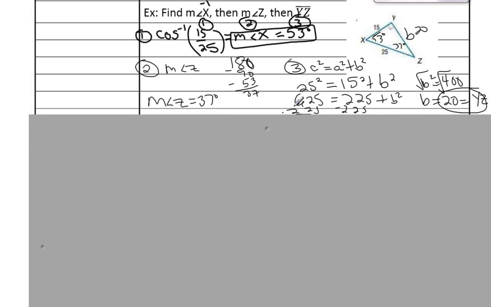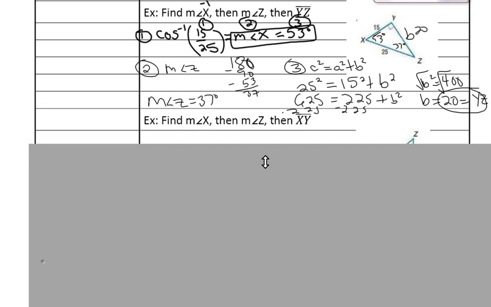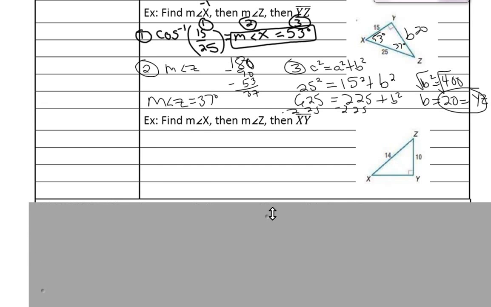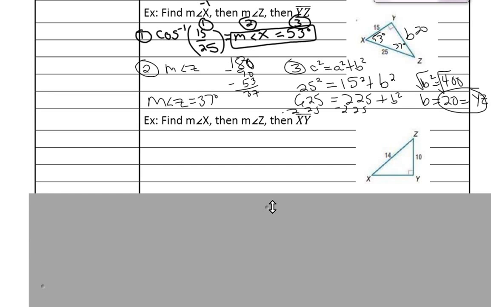All right, so all of that we can do because this is a right triangle, and a right triangle holds special relationships with its legs and its hypotenuse. I want you to try this last example on your own. Exactly the same way we did the previous example. I want you to find x, z, and side xy. You should pause the video and make sure you get the same answers as me.